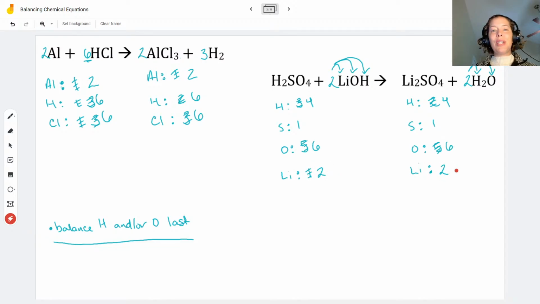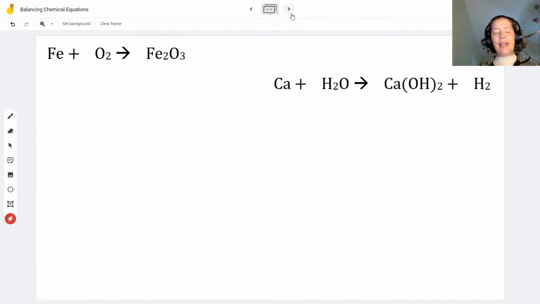lithiums on both sides. So this was one that feels like it should be really difficult because I have a lot of atoms and I had oxygen and hydrogen in both of them, but actually this one turned out to be simpler, I think, than the one on the left-hand side. Okay, let's go ahead and do our next examples.